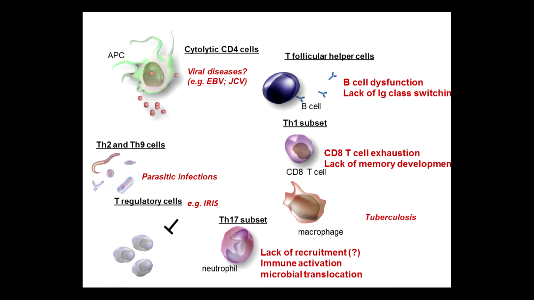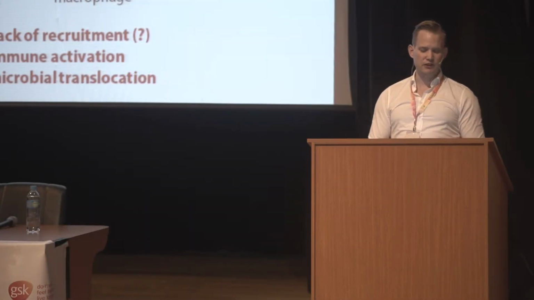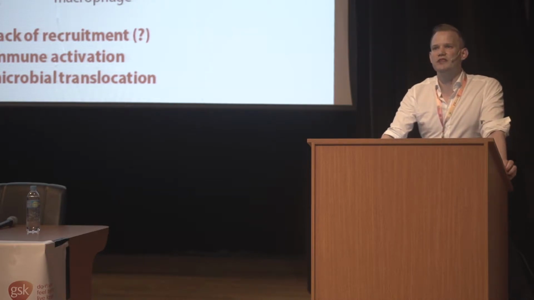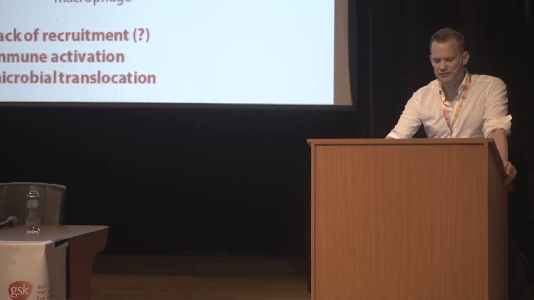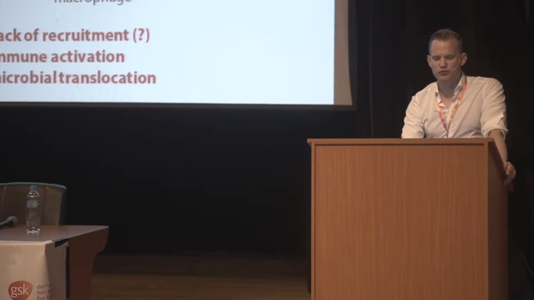The lack of T regulatory cells has been implicated in immune reconstitution syndrome, with a disbalance between Th17 cells and T regulatory cells. Parasitic infection is associated with the lack of Th9 and Th2 cells. And then there are cytolytic CD4 T cells, which have not been studied that much, but as I mentioned earlier, have been shown to play a role in other viral infections like EBV infection.